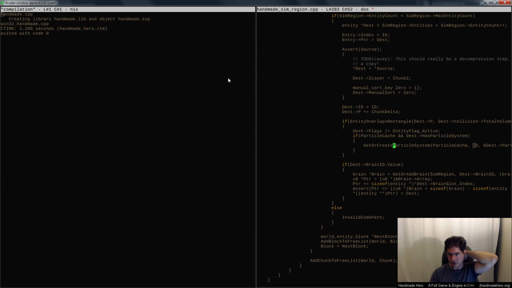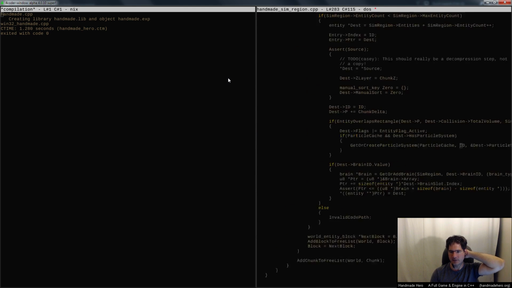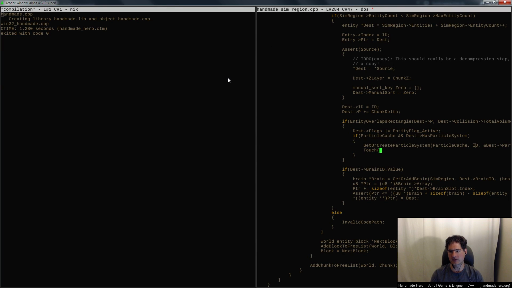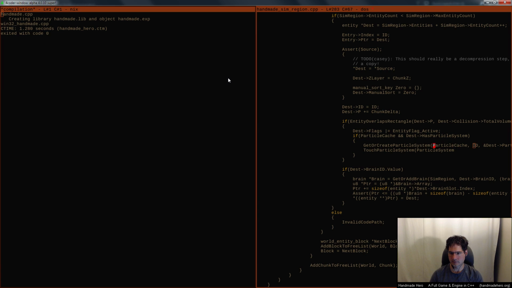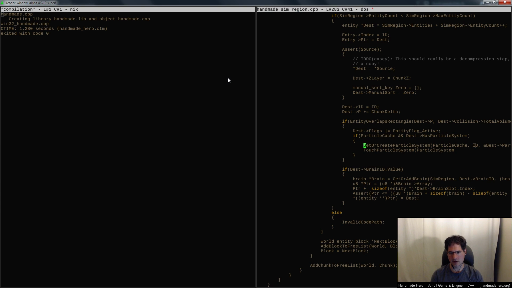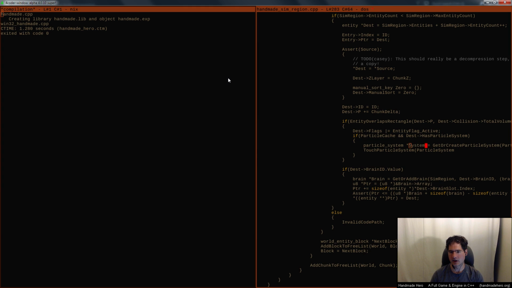Then we know that our particle cache would have all of the particles in it that had actually been activated at that point, right? And off they would go. Now, when I do get or create particle system, I suppose I should also say that this touches the particle system as well. So I could do something like touch particle system. I don't know what I'd do here. Particle system, like that. I'll just say, okay, we'll touch the particle system as well.